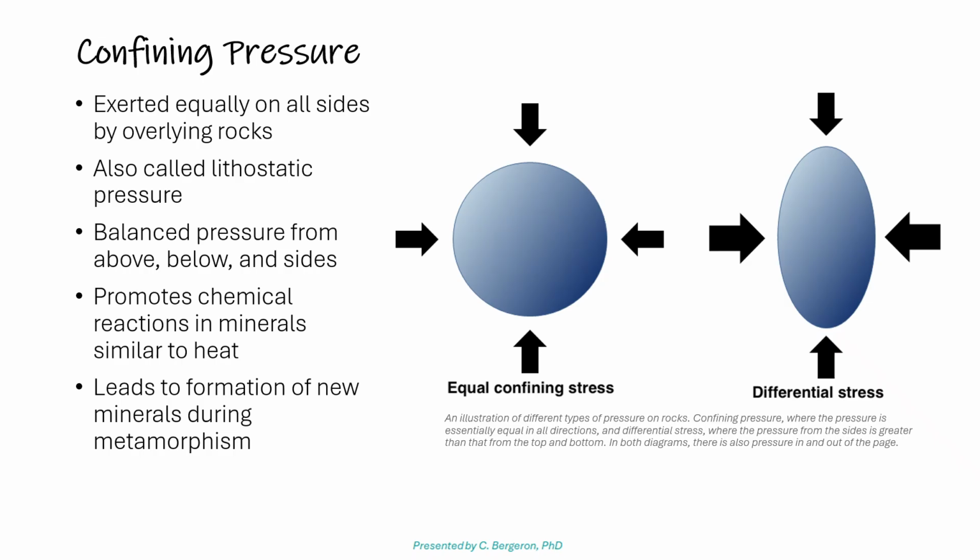Now, confining pressure results in equal pressure on all sides, and it is responsible for causing chemical reactions to occur, just like heat. That pressure can basically cause chemical reactions, because you're exerting a force onto the atoms.